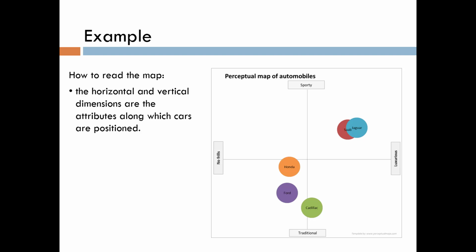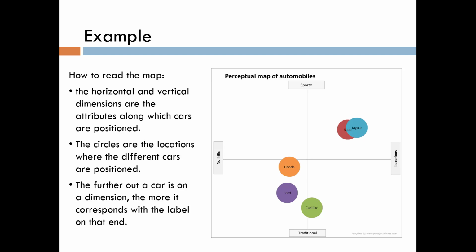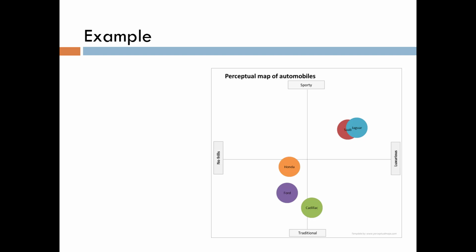Here's how to read this map. The horizontal and vertical dimensions are the attributes along which cars are positioned. The circles are the locations where the different cars are positioned. The further out a car is on a dimension, the more it corresponds with the label on that end. So now let's ask a few questions that a manager might ask when looking at such a map.